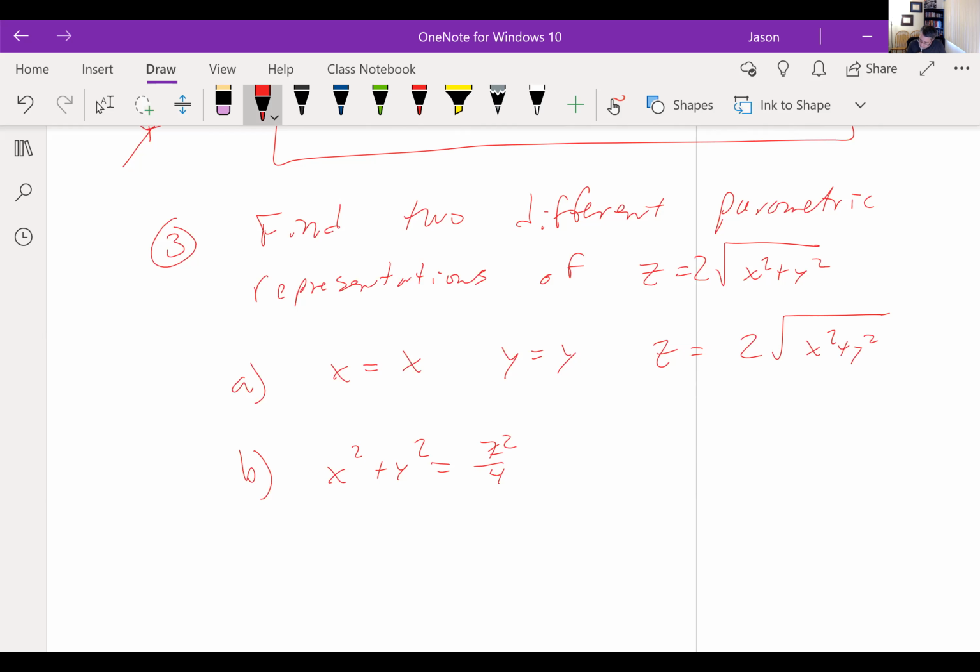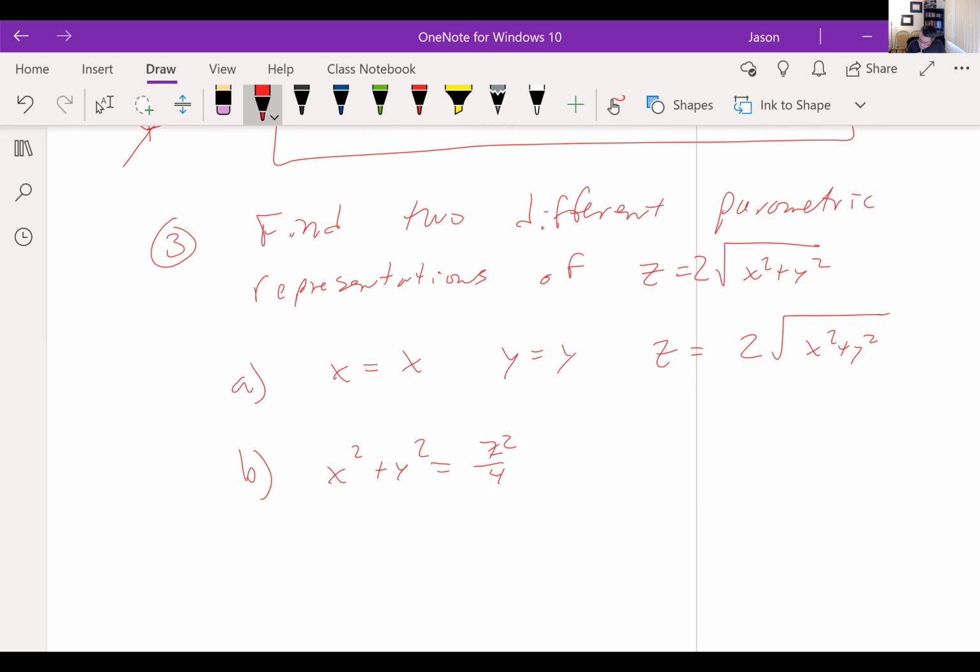Okay, so let's go back to our spherical coordinates here. Find the parametric representation of a sphere, x squared plus y squared plus z squared equals a squared. Okay, so we want the parametric representation of this.